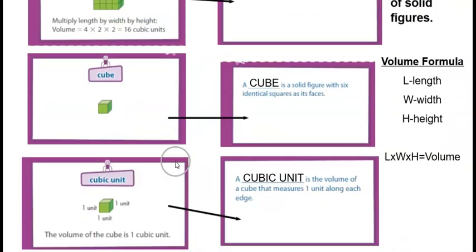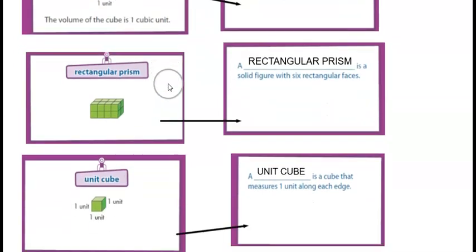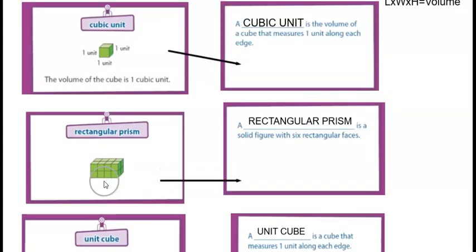And this is when we go back and look at a unit cube versus a cubic unit. We said that a cubic unit is the volume of a cube that measures 1 unit along each edge. So that's that measurement piece. And then the unit cube is the actual cube itself that measures 1 unit along each edge. So the cubic unit is kind of like saying, 6 apples. That's our actual unit. So it'd be like 6 cubic units.